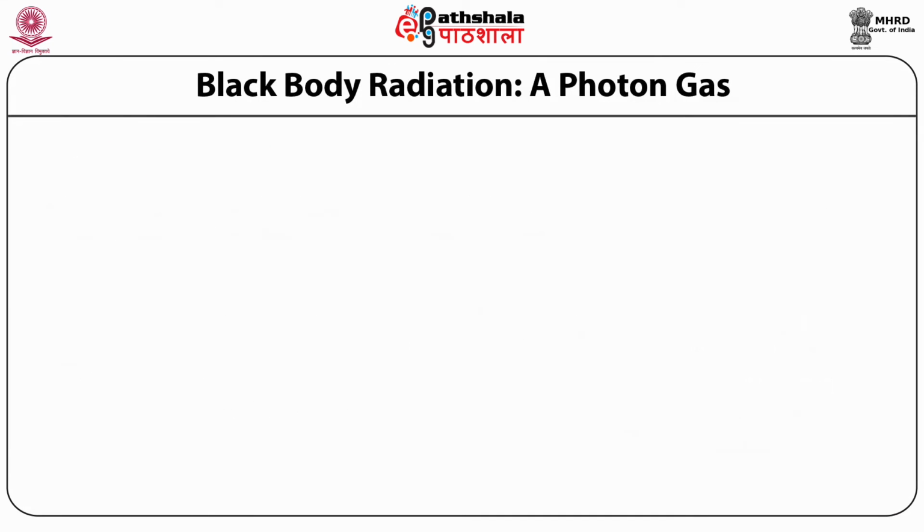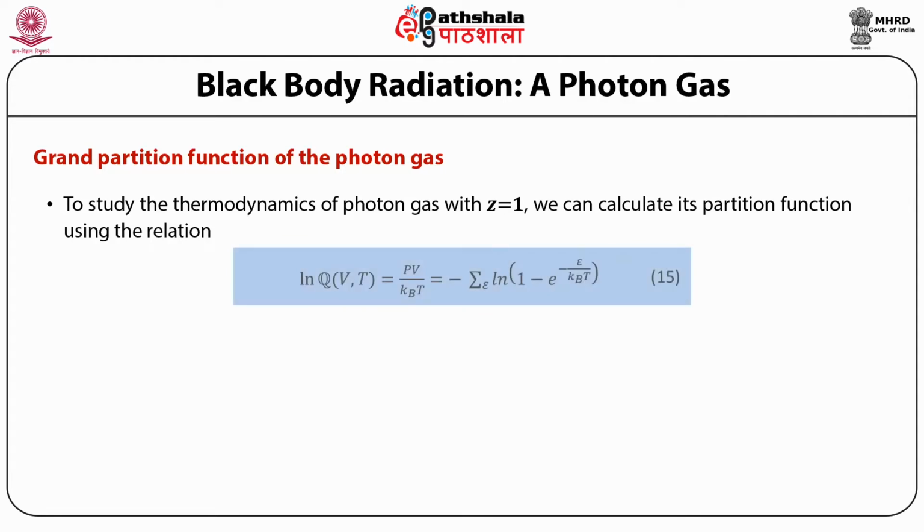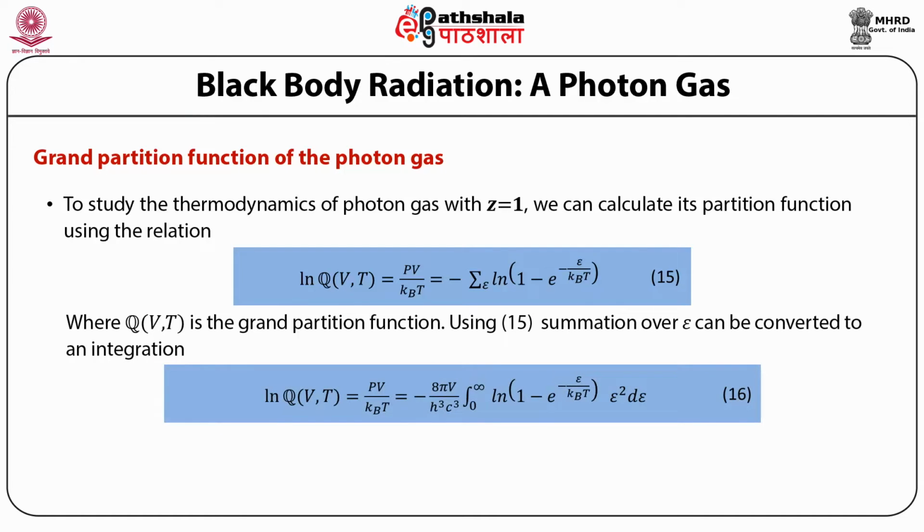Now let us try to evaluate the grand partition function of the photon gas. To study the thermodynamics of photon gas with Z is equal to 1, we can calculate its partition function using the relation log of curly Q as a function of V and T is equal to PV upon kBT is equal to minus summation over epsilon log of 1 minus e raised to power minus epsilon upon kBT, where curly Q as a function of V and T is the grand partition function.